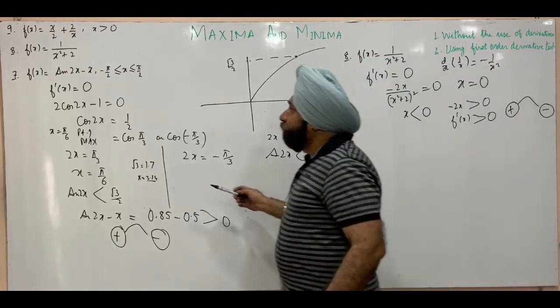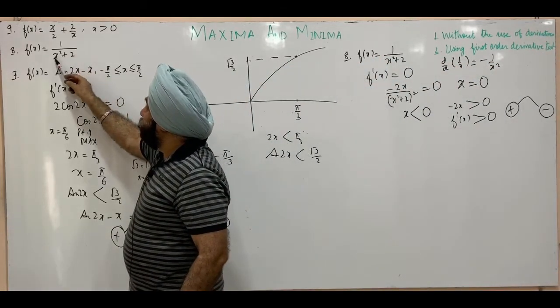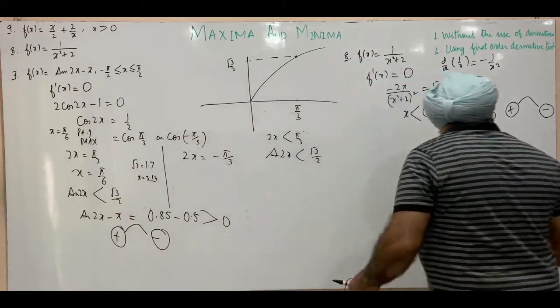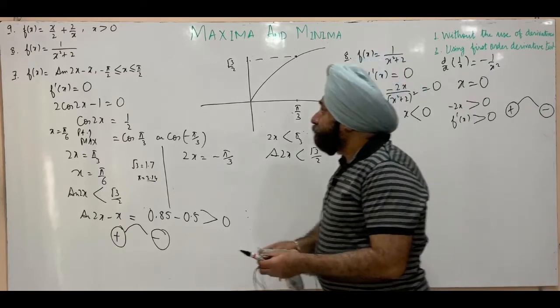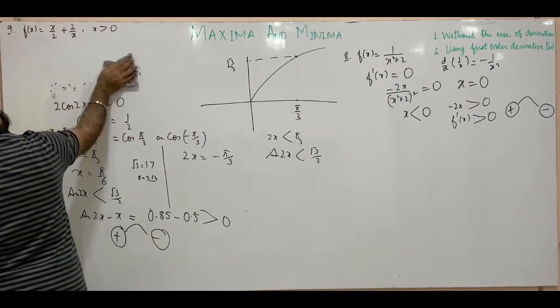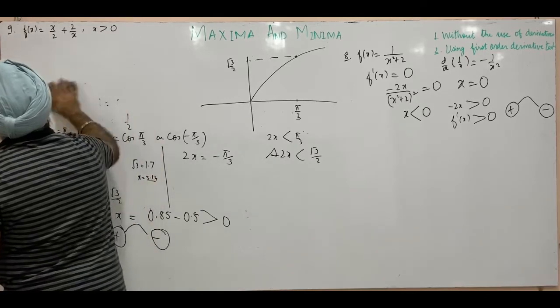And what is the maximum value of the function? I will put x is equal to 0 here. It's 1 by 2. The last one, f of x is x by 2 plus 2 by x, and we are given x is positive.